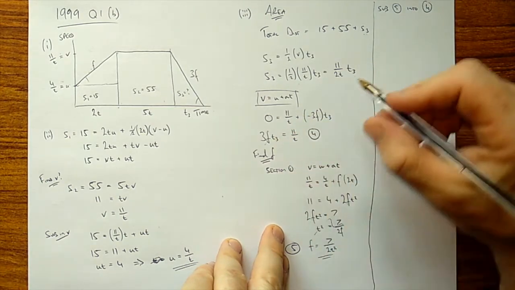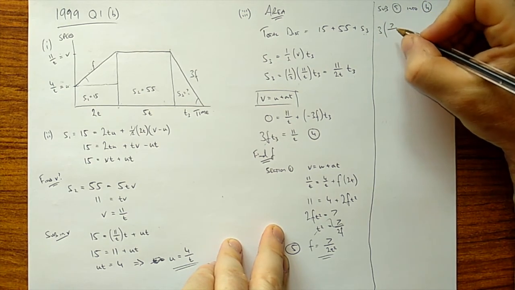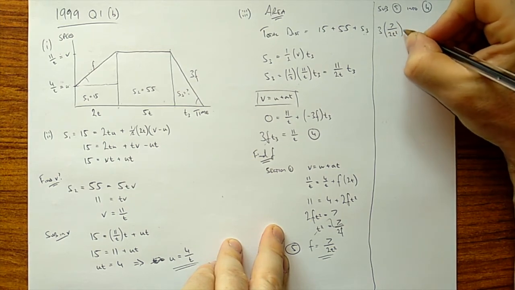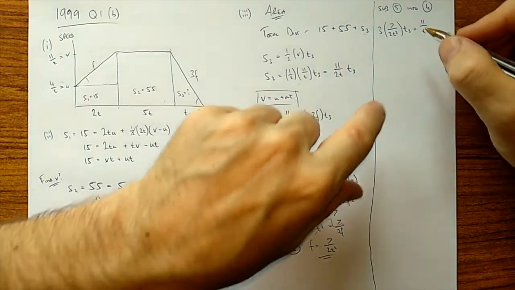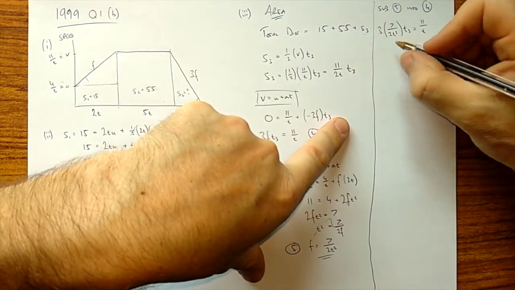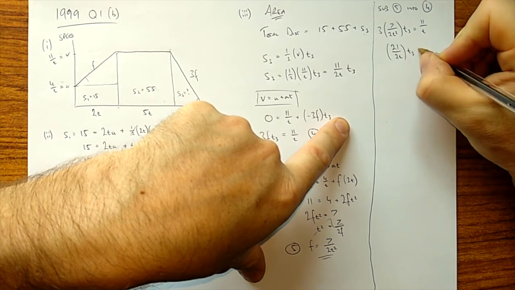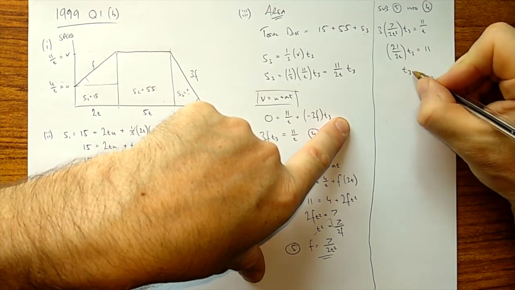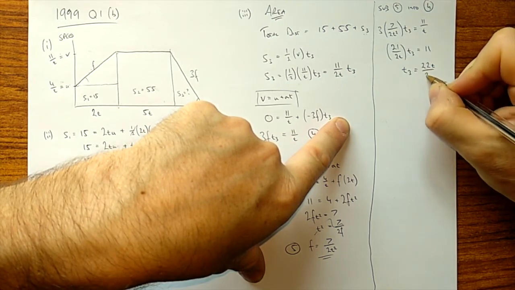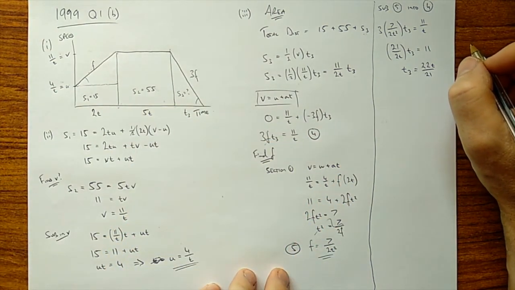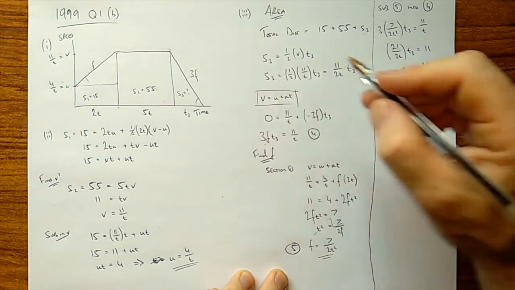remember I'm looking for T3, so we get 3 times 7 over 2T squared, T3 equals 11 over T. Okay, a little bit messy. We'll lose our T's. We'll multiply that in. 21 over 2T by T3 equals 11. T3 equals 22T over 21. Okay, so now I have T3.